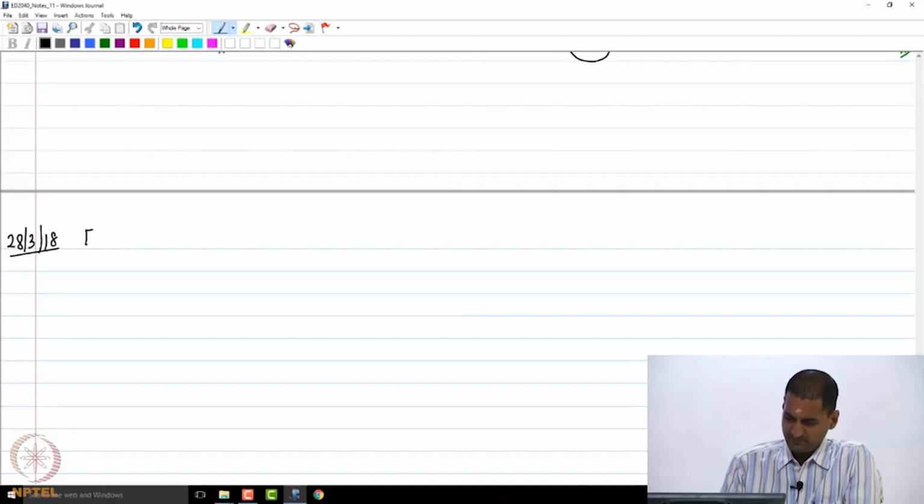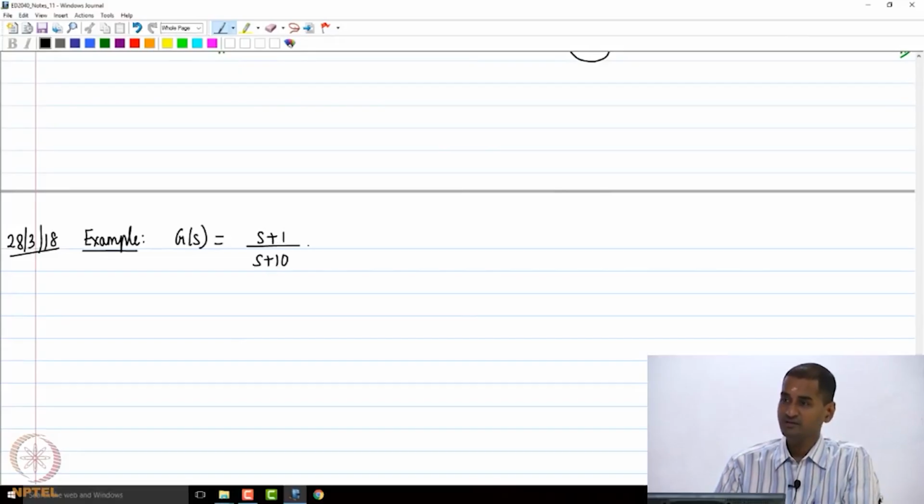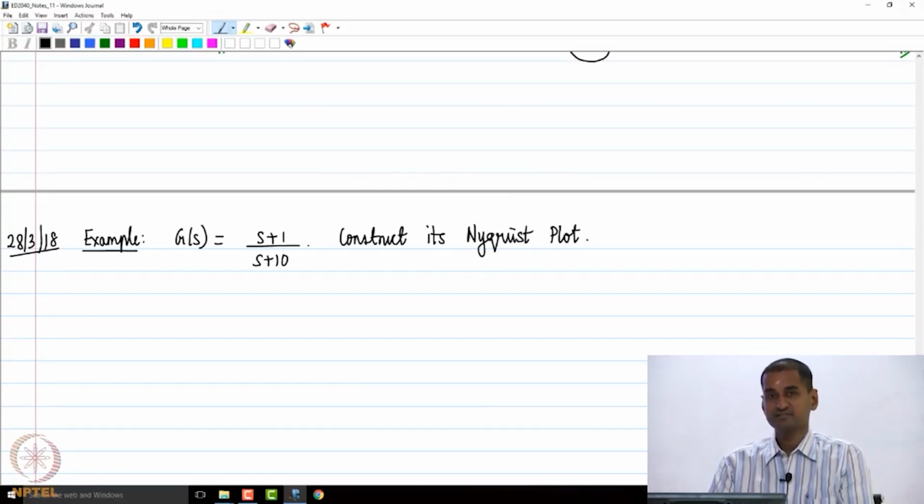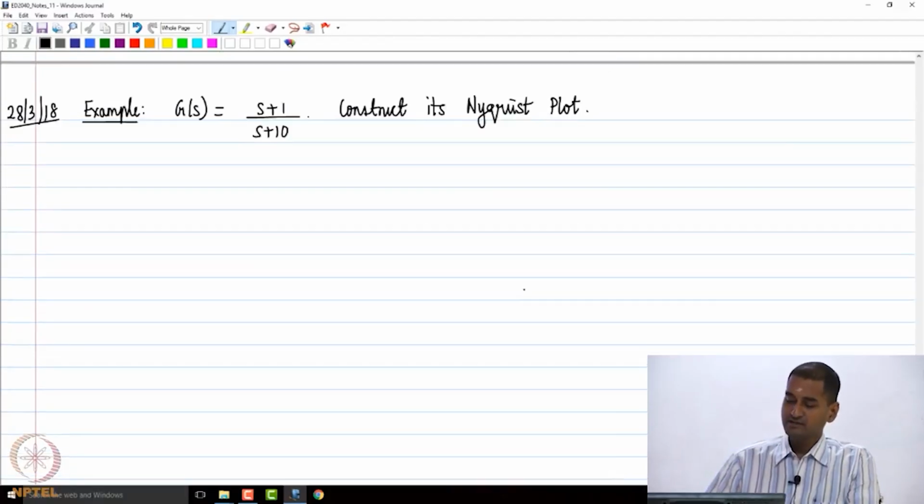So let me do an example. We are essentially going to start off with an example in constructing the Nyquist plot. Let us say that we consider a transfer function of the form s plus 1 divided by s plus 10. The question is, construct its Nyquist plot. Okay, so how do we start doing it? Essentially, first we figure out the sinusoidal transfer function.